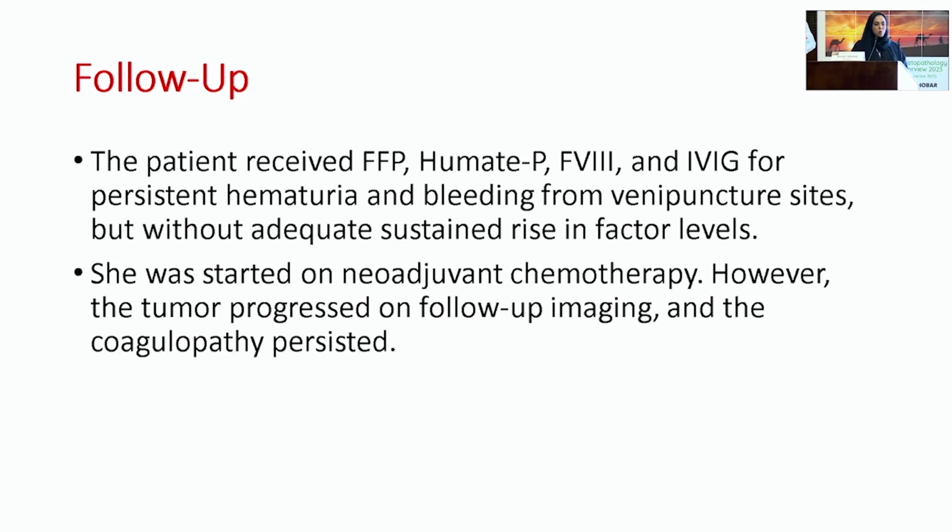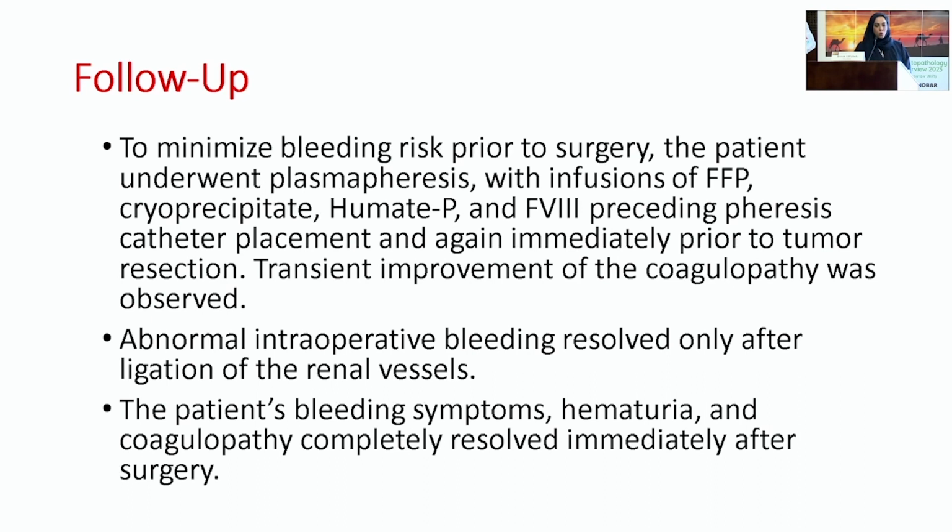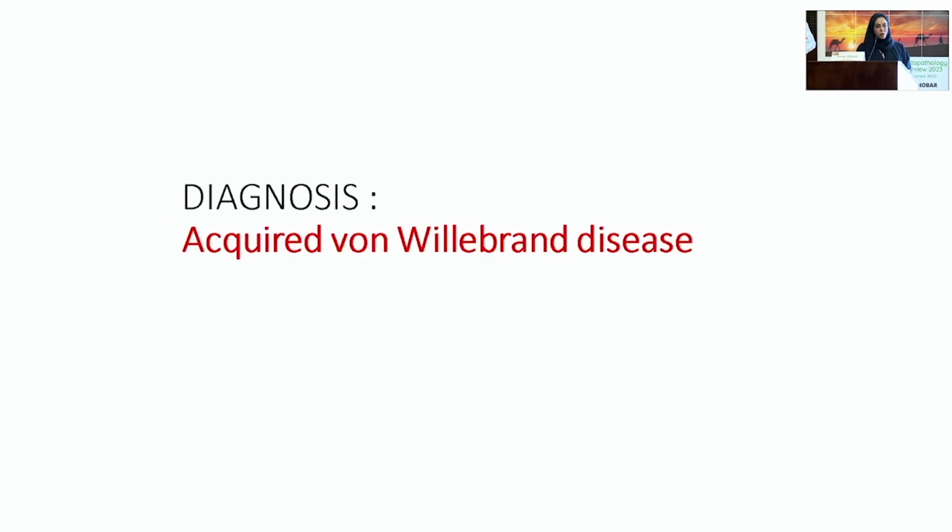She was started on chemotherapy. Again, there was no improvement in the bleeding. Coagulopathy persisted. So prior to surgery, she underwent plasmapheresis. This is another way to try to treat or control acquired von Willebrand, as well as other supportive measures. The bleeding only resolved after ligation of the arteries during surgery. So the moment you took out the tumor, the acquired von Willebrand stopped.